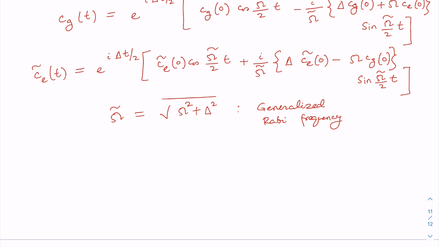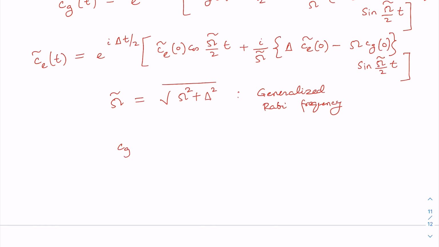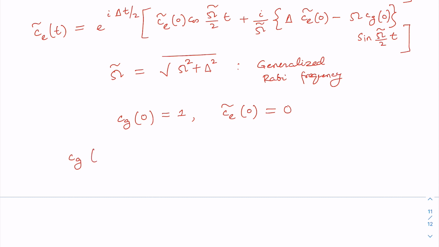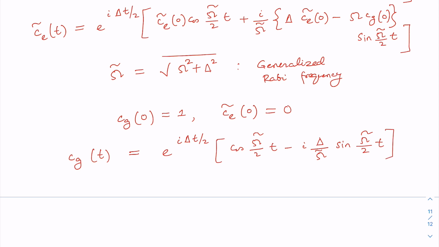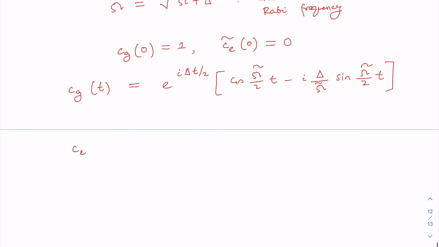Just like in the resonant case, if we assume that initially the atom is in the ground state, that means C_g at time t equal to 0 is 1 and C̃_e at time t equal to 0 is 0, then our solution for the specific case would be C_g(t) = e^(iΔt/2) [cos(Ω̃t/2) - i(Δ/Ω̃) sin(Ω̃t/2)], and C̃_e(t) would be equal to e^(iΔt/2) times minus i Ω/Ω̃ sin(Ω̃t/2).